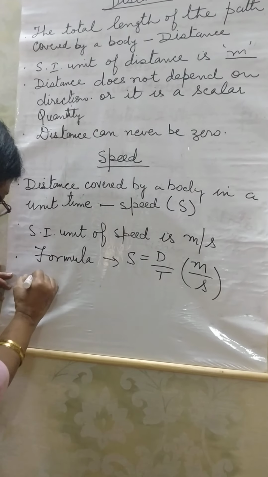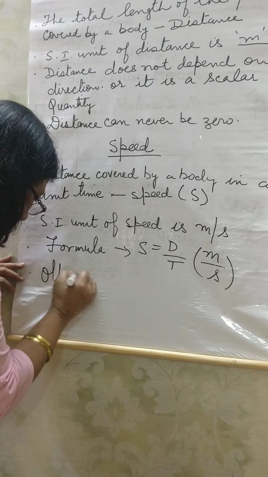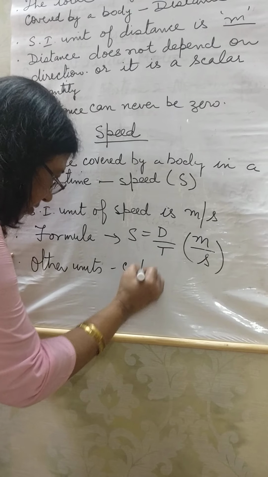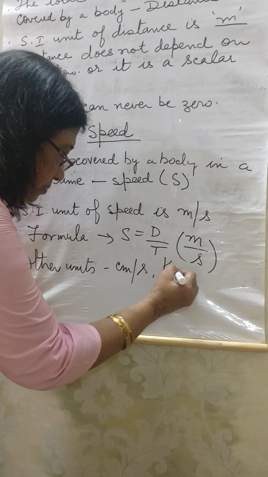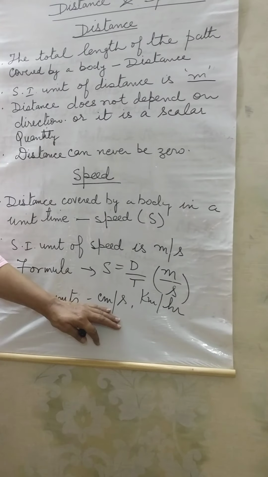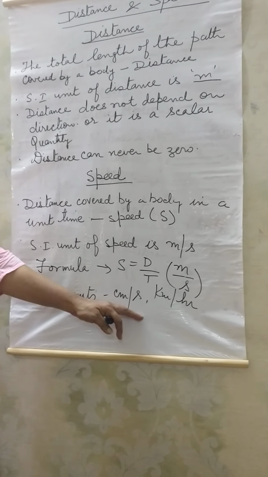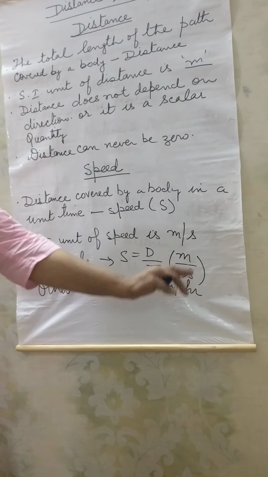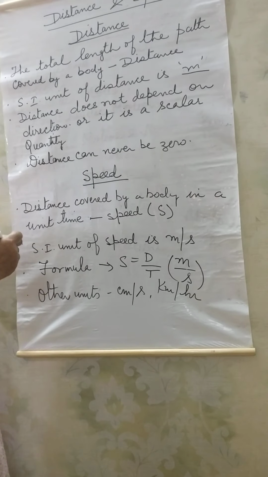Other units can also be there: centimeter per second, kilometer per hour, these can be the others. If you want to measure very small speed, we take centimeter per second. If you want to measure a larger speed, then we take it as kilometer per hour.